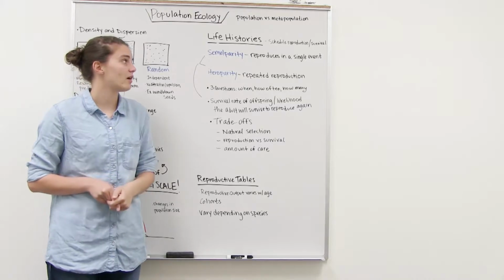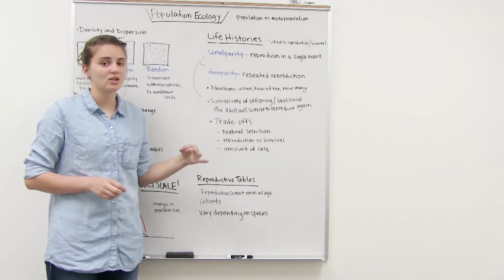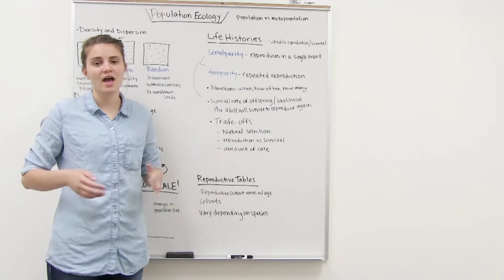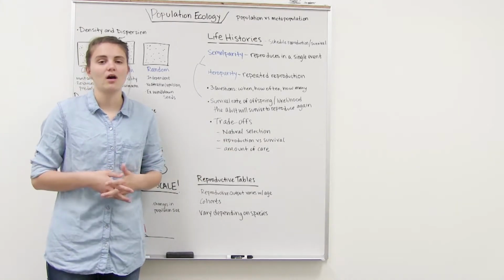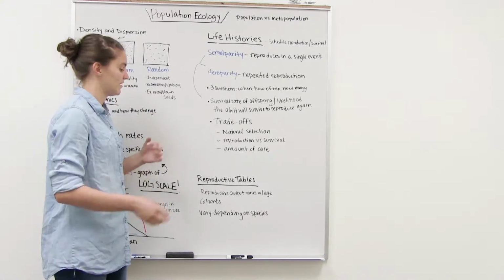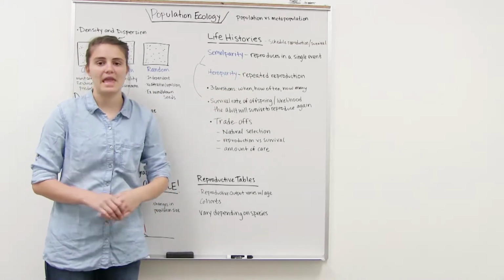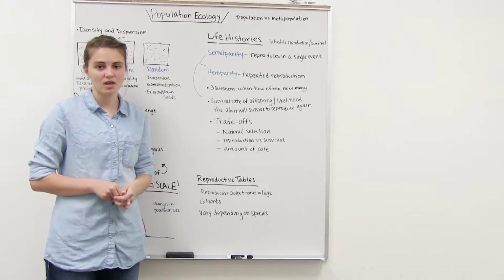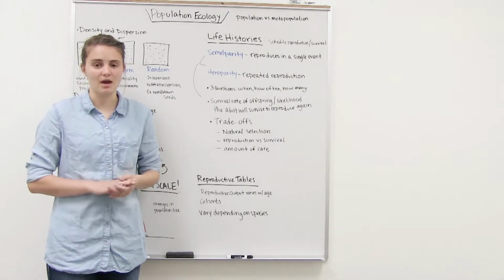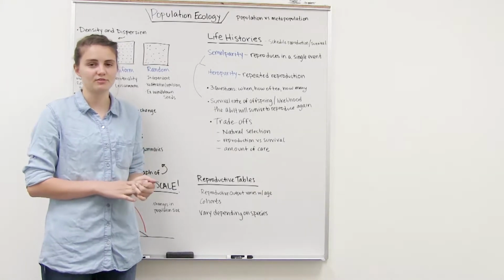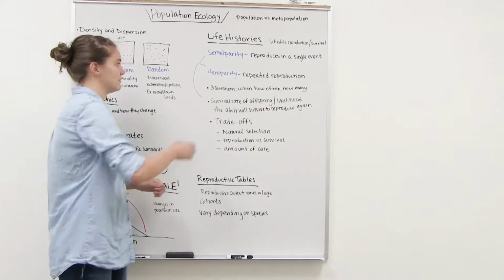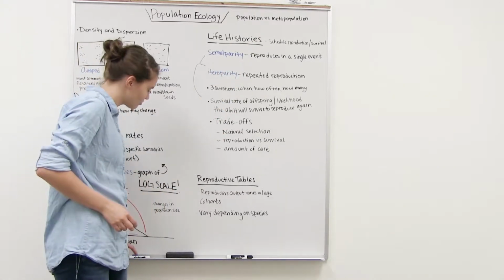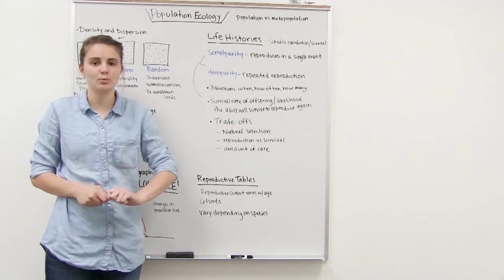Semelparity is when we have a reproduction event in a single event. So an individual will only reproduce once, they'll have a ton of offspring, and then they'll probably die, and that will be the only event. So sometimes this is called the Big Bang reproduction. Iteroparity is the opposite. We have repeated reproduction. So from year to year, the individual will continue to reproduce, and usually they don't produce nearly as many offspring in each set as the semelparous individual. And so sometimes it's hard to distinguish which one is which.